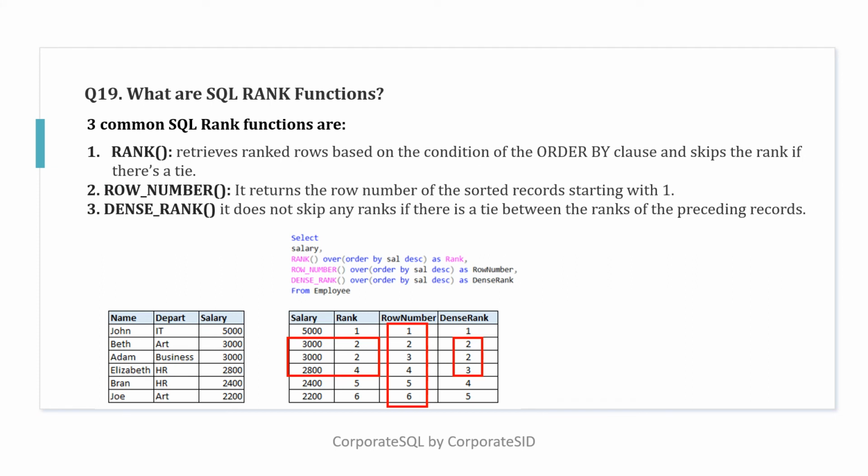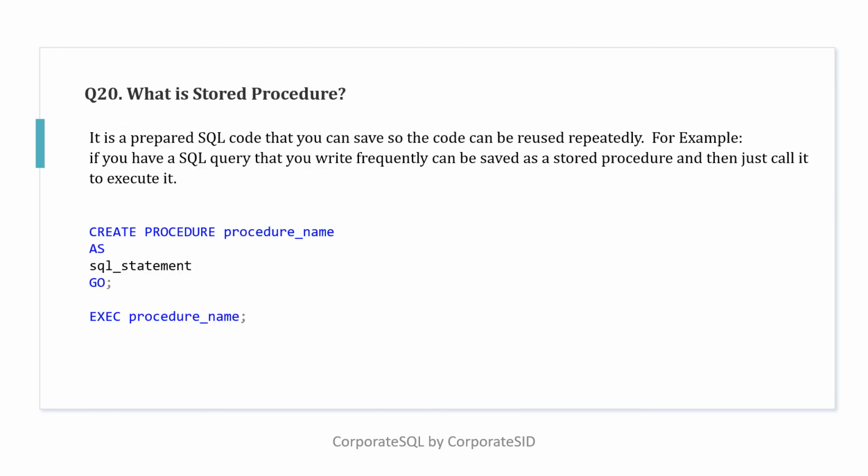What are SQL rank functions? There are 3 common SQL rank functions, and they are: number 1, rank. It retrieves ranked rows based on the condition of the order by clause and skips the rank if there is a tie. Number 2, row number. It returns the row number of the sorted record starting with 1. And number 3 is dense rank. It does not skip any ranks if there is a tie between the ranks of the preceding records.